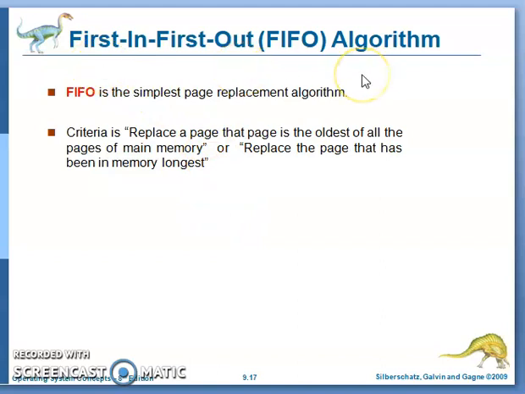First in, first out. This is the first page replacement algorithm. First in, first out is the simplest page replacement algorithm, and the criterion for FIFO is to replace the page that is the oldest of all the pages in main memory. Which page comes into the main memory first, you select that as the victim page. Or otherwise, you replace the page that has been in physical memory for the longest period of time. This is called the FIFO criterion.